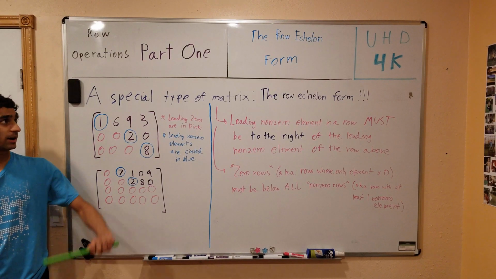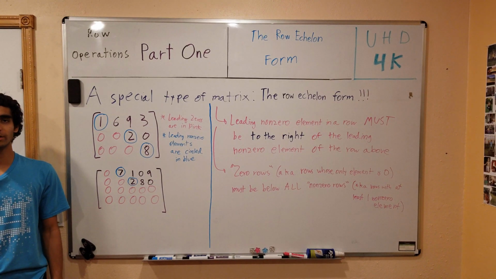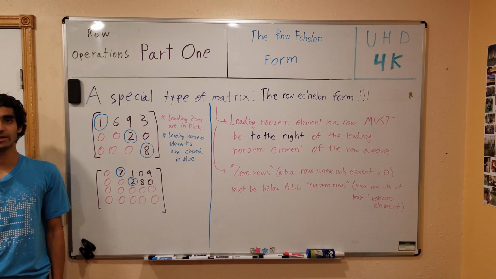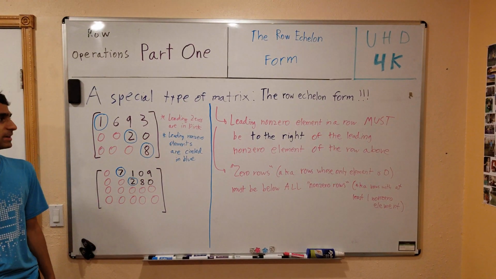Today we will be talking about the row echelon form, a special kind of matrix. This is our first video in our series of row operations and matrices. Now, the echelon form is a special kind of matrix.